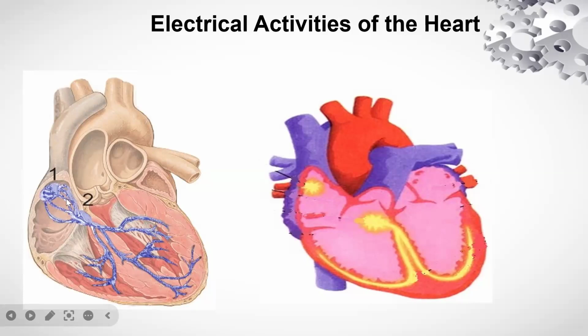Okay, so the SA node here, which is the natural pacemaker of the heart, generates impulses that go through the AV node, down to the left ventricle and right ventricle, and these are the Purkinje fibers that distribute these impulses to the ventricular myocardium. So you can see from the SA node to the AV node down there. These electrical activities lead to muscular contractions.